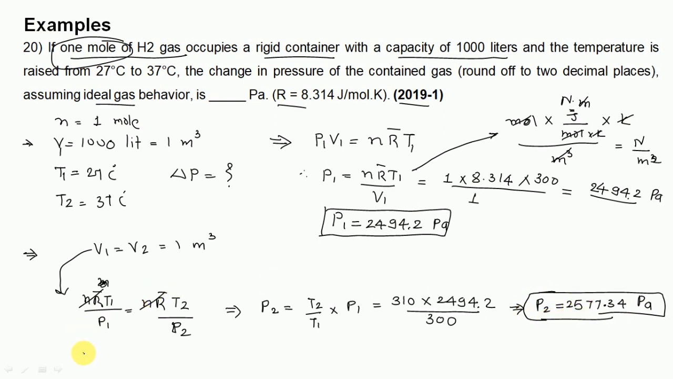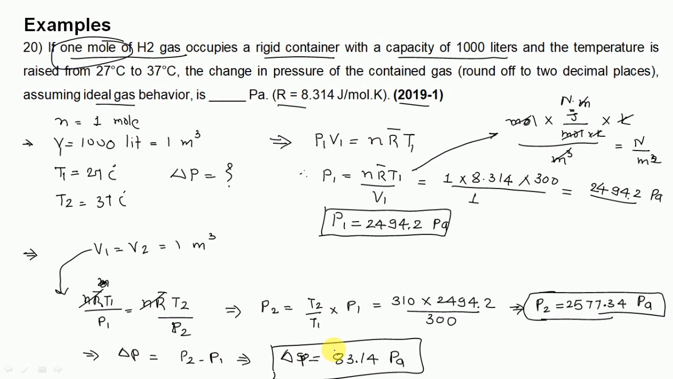Okay, so we have both T1 and T2 values. Now we can find the value of delta P, the change in pressure, because we need to find this. Its value is P2 minus P1, and the final answer for this example is 2577.34 minus 2494.2, and you get 83.14 Pascal. So this is not delta S but delta P, change in pressure, and this is my final answer.